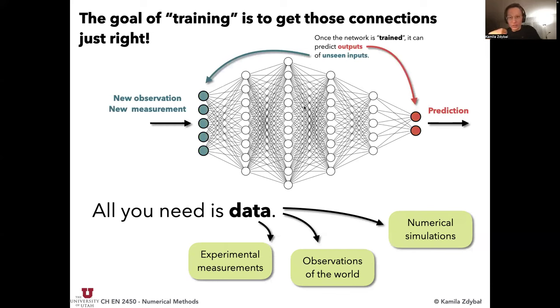And once the neural network is trained, it now can predict some outputs based on inputs that it has never seen before. So you might now have a completely new observation or new measurements, or you take a new picture and you pass it to that trained network, and now it's capable of making a prediction. For example, what is that picture, or which cluster should that point land in, and so on.